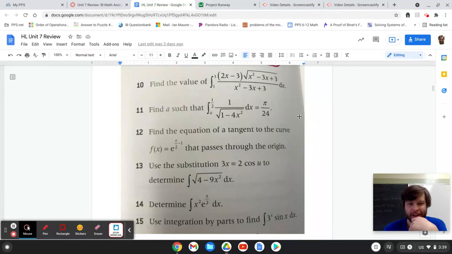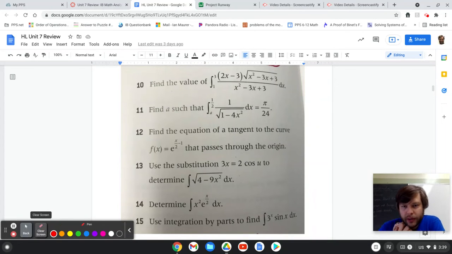All right, I had somebody ask about problem 11. So problem 11, got a definite integral, and we need all that to equal pi over 24. A couple clues in here. There's no pi in the answer, so I'm already thinking about trig. And if I look at the denominator, that looks kind of Pythagorean theorem-y to me.